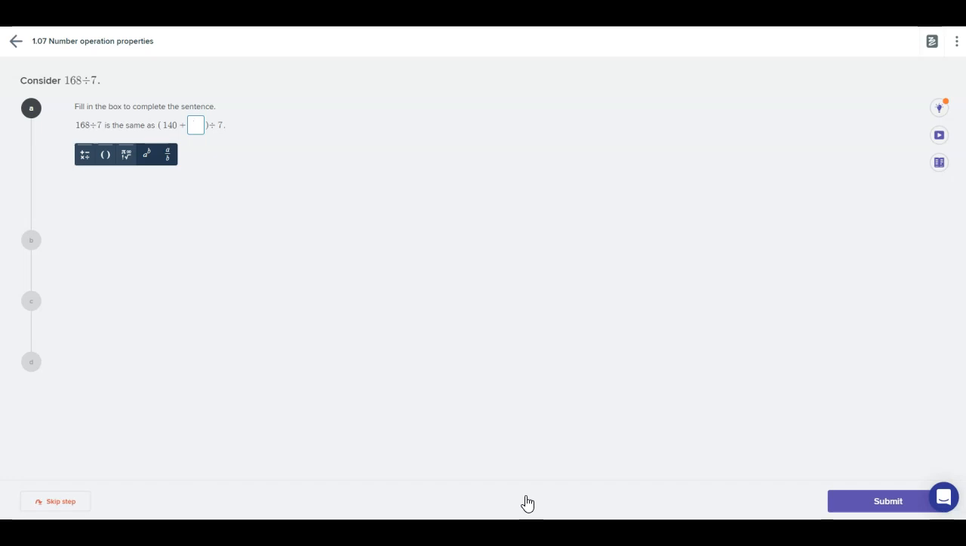Now what are we doing here? Why have we broken up the 168? Well, the reason we're doing it is we're trying to find numbers that will be easier for us to use the distributive law to solve later on.